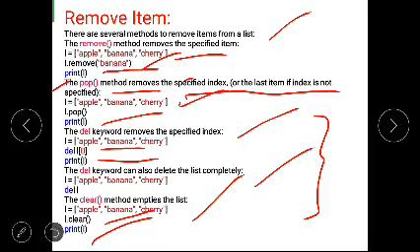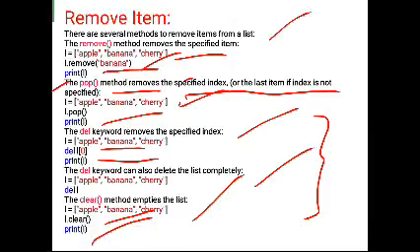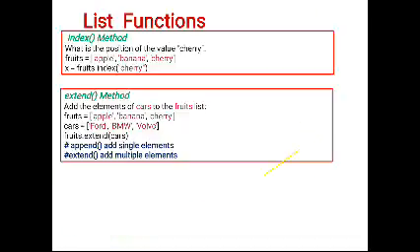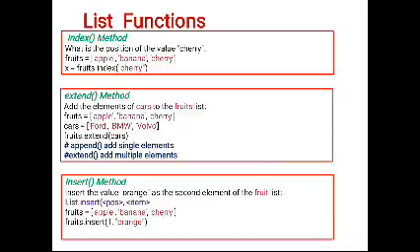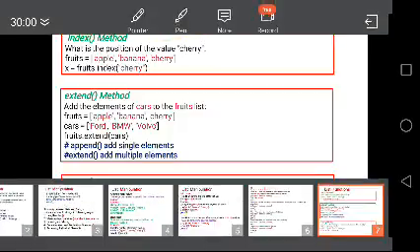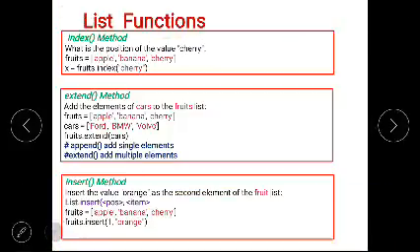This will empty the given list. Okay, some list functions we have included in our discussion today. Index method. What does the index method do? First of all, what is the position of the value cherry? If you want to check the index number of a particular item, you can do it by using this method.